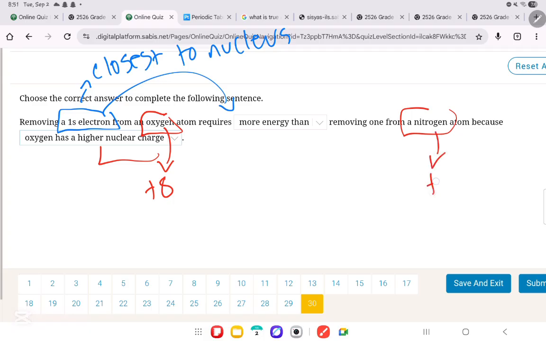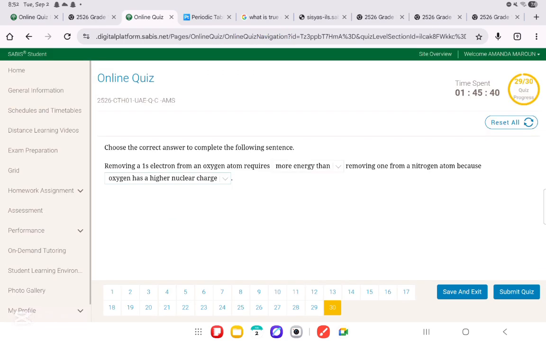So definitely, the higher the nuclear charge, the harder it is to remove the electrons in the first energy level. Okay? So what did we understand from this? That the more nuclear charge, or the more protons it has, the more energy we will need to remove a 1s electron. Why? Because it's the closest to the nucleus. Let us submit, and I'm praying we don't have any mistakes.